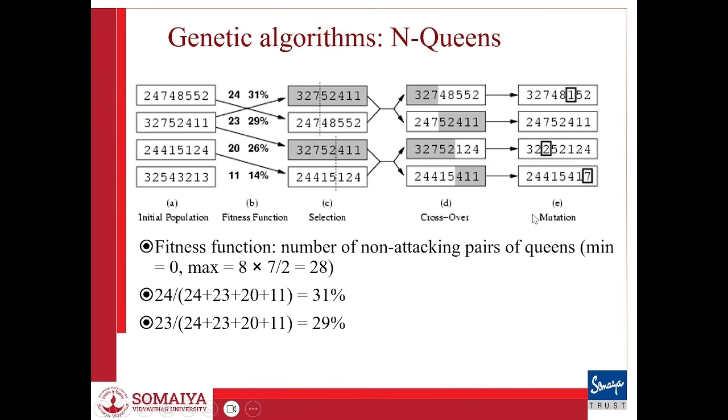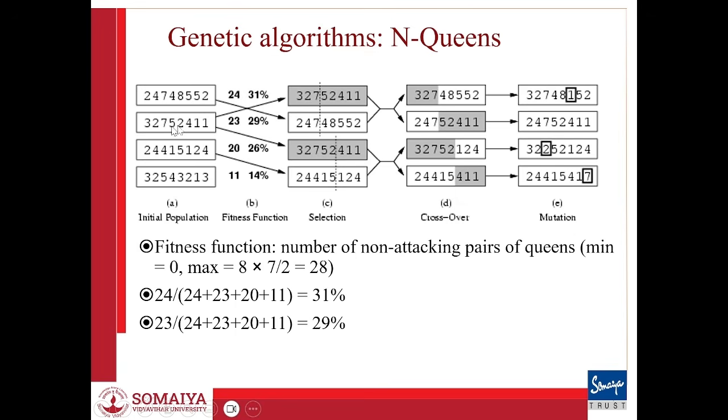So here goes the example of n-queens solved in the book of Russell and Norvig, Artificial Intelligence: A Modern Approach. Here they have given four candidate chromosomes wherein every queen goes in the respective row and they have given the column numbers. For example, the seventh queen goes in the seventh row but fifth column. The sixth queen goes in the sixth row and fifth column itself.